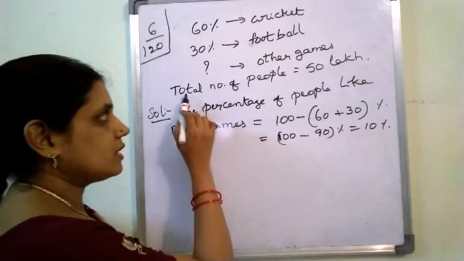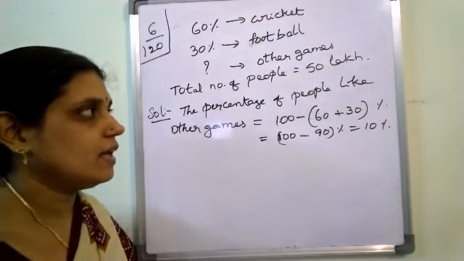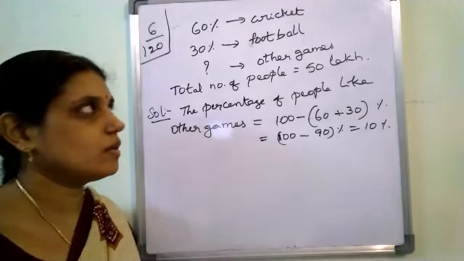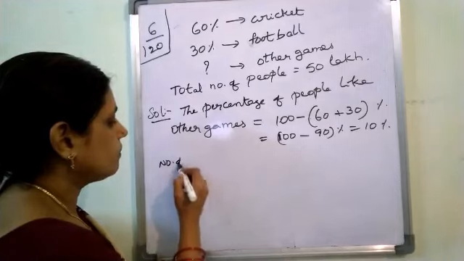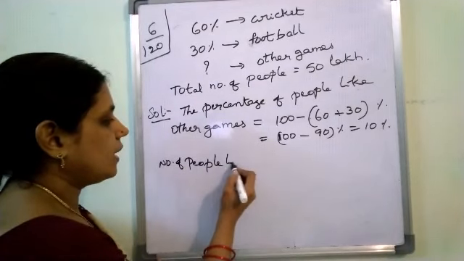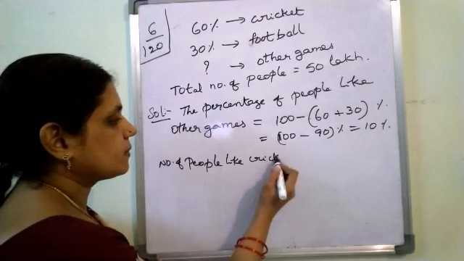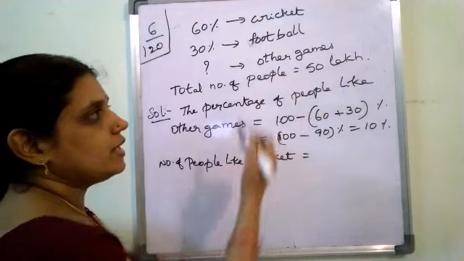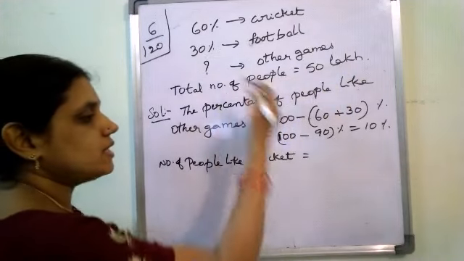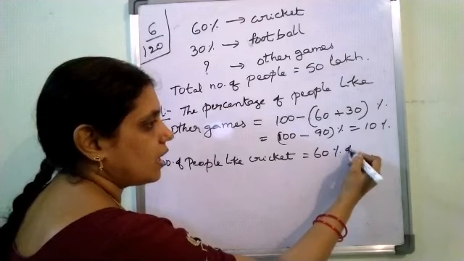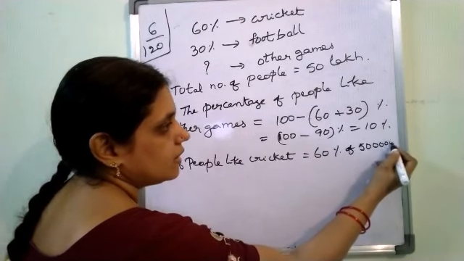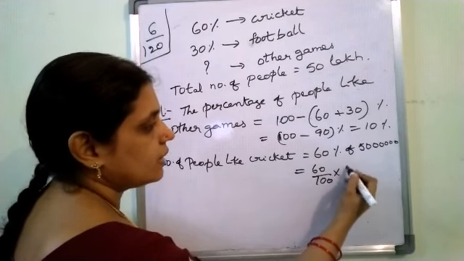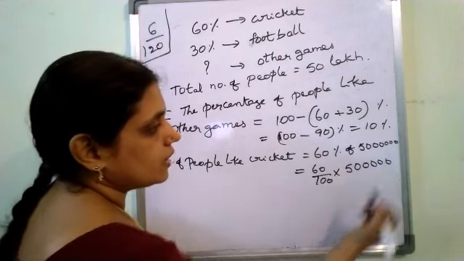Now here one more thing is given. The total number of people is 50 lakh. So you need to find out how many people like each type of game. Okay. So now the number of people who like cricket equals what we need to do? 60% of 50 lakh. The total is 50 lakh. That's why 60% of 50 lakh. Here I wrote it as a number only. Okay. So 60 by 100 into 50 lakh.